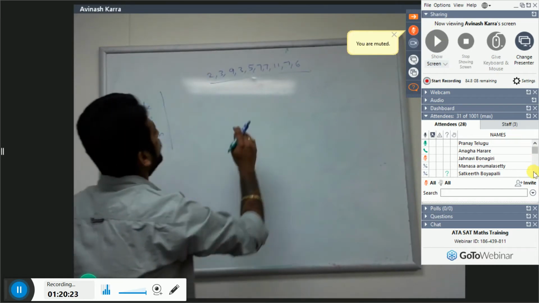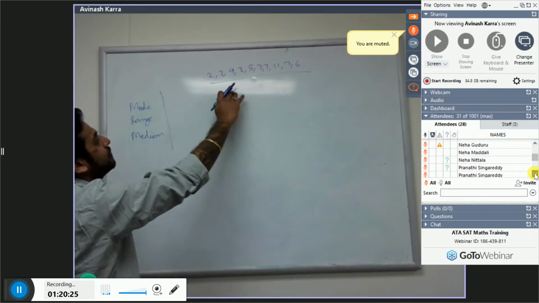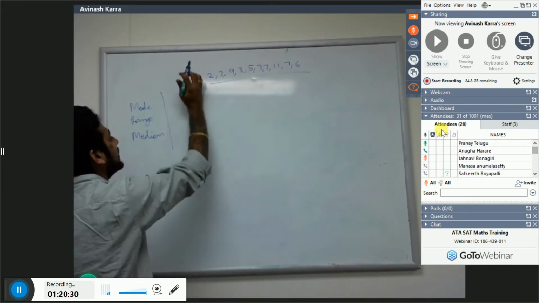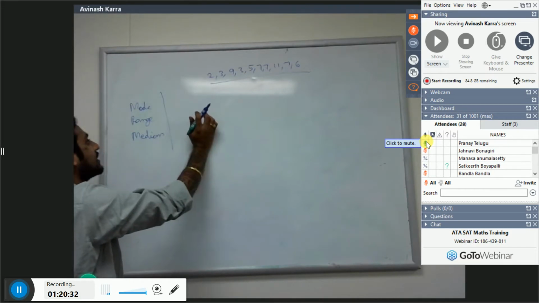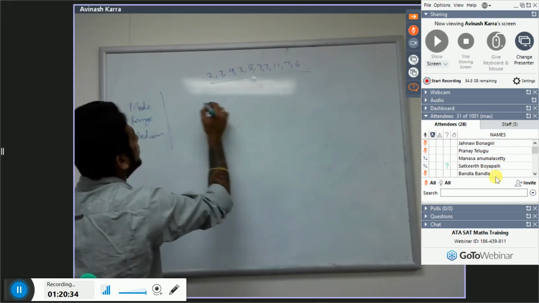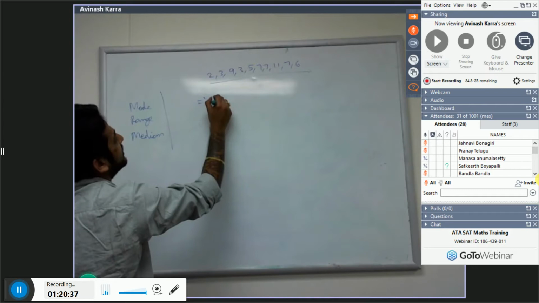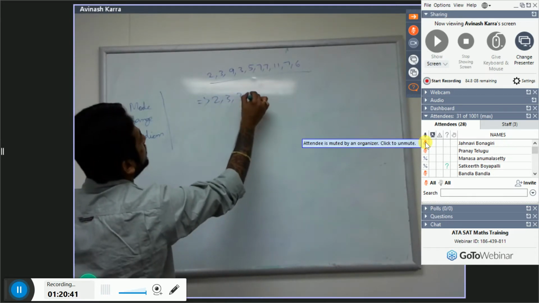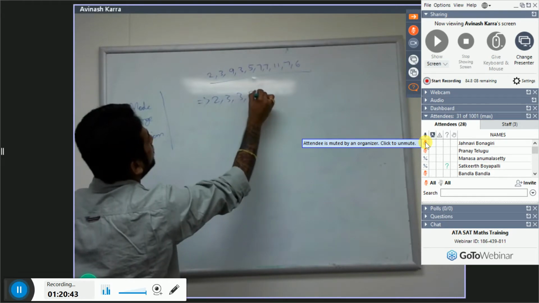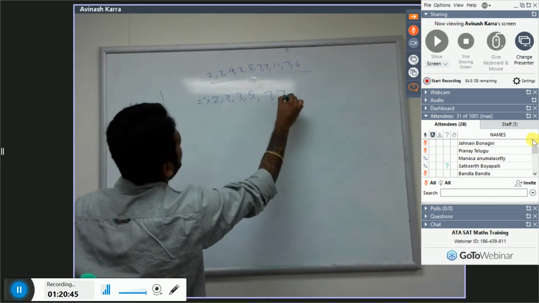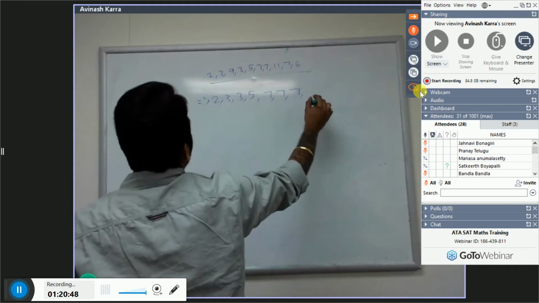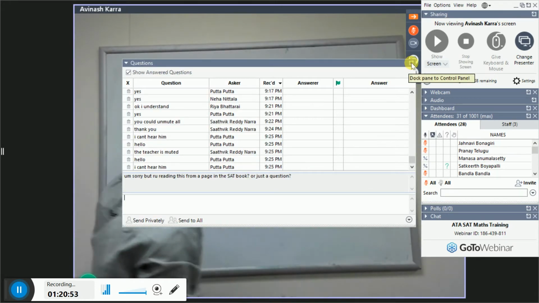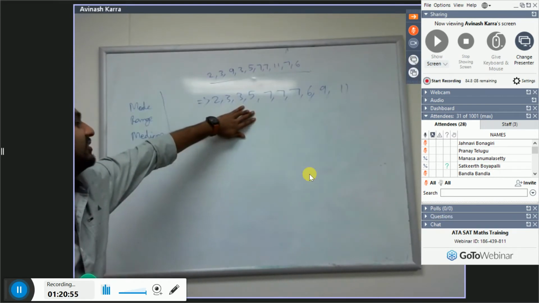Yes. So once I want to make it into an increasing order, it starts with 2, 3, 3, and 5, 7, 7, 7, 6, 9, 11. So now this sequence is in increasing order.